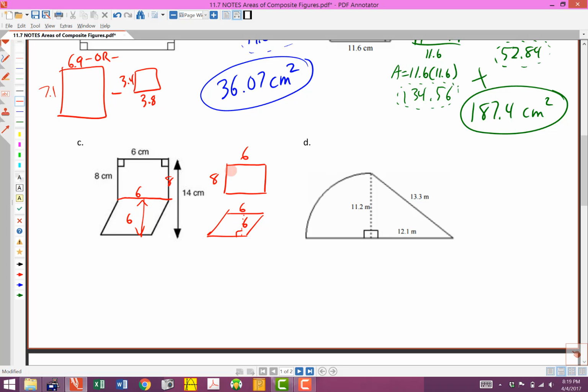So we're going to do base times height. That's going to be 48. I'm just going to put it right there. Base times height, that's going to be 36. I'm just going to put it right there. And then we're just going to add those together, 48 plus 36.